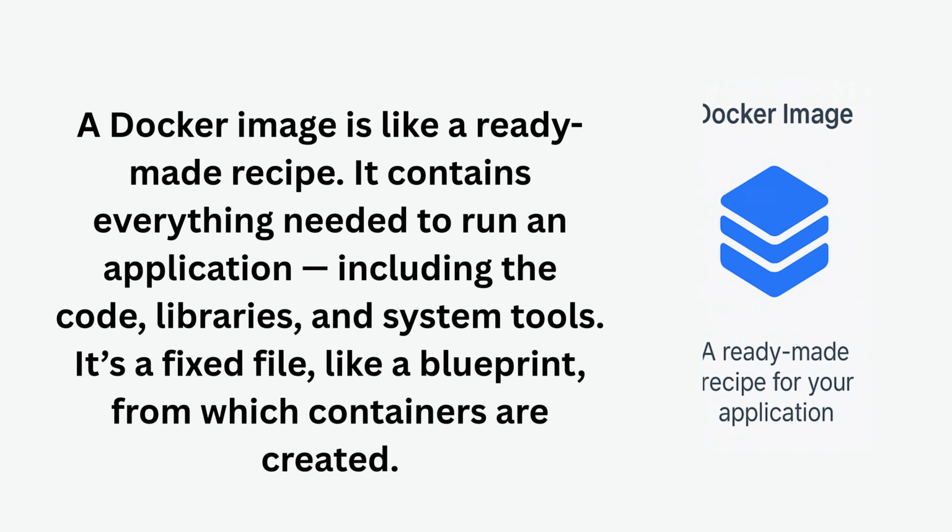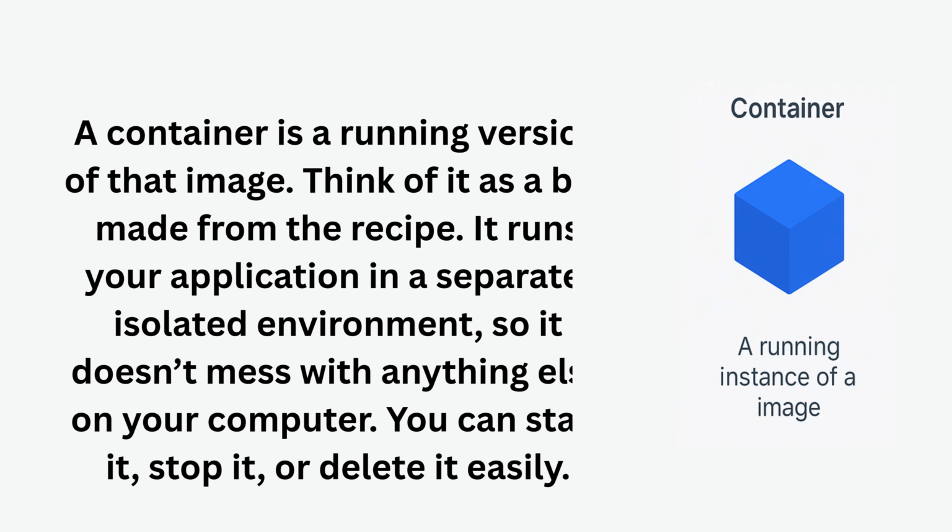Now that you've seen Docker in action, let's quickly understand some key terms in simple language. A Docker image is like a ready-made recipe. It contains everything needed to run an application, including the code, libraries, and system tools. It's a fixed file, like a blueprint, from which containers are created. A container is a running version of that image. Think of it as a box made from the recipe. It runs your application in a separate, isolated environment, so it doesn't mess with anything else on your computer. You can start it, stop it, or delete it easily.